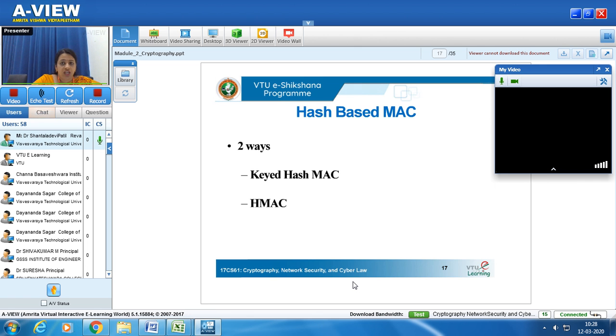I think you people have studied MAC in the previous sessions. MAC stands for Message Authentication Code. And over this Message Authentication Code, we will calculate using hashing. Now there are two ways in which I can compute this hash. One is keyed hash MAC and the other one is HMAC.